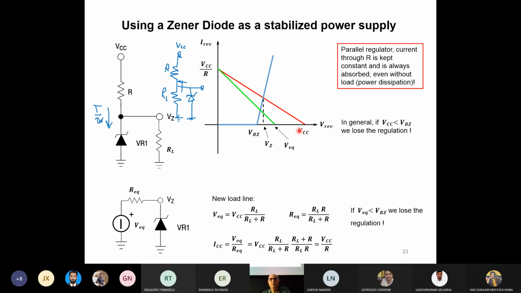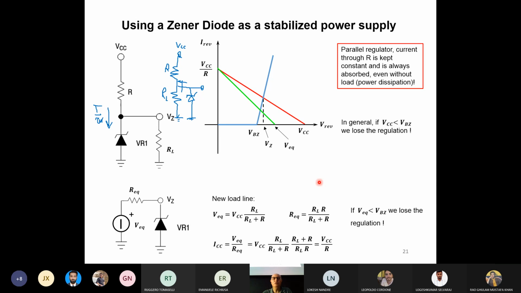Okay, so if we reduce the value of RL, that means that we are taking more current, and if we take more current, we move to the left, and so the output voltage will decrease. If we try to take too much current, and we can calculate how much is the limit, the system will lose regulation, the diode will not be in breakdown anymore, and so the output voltage will drop enormously.